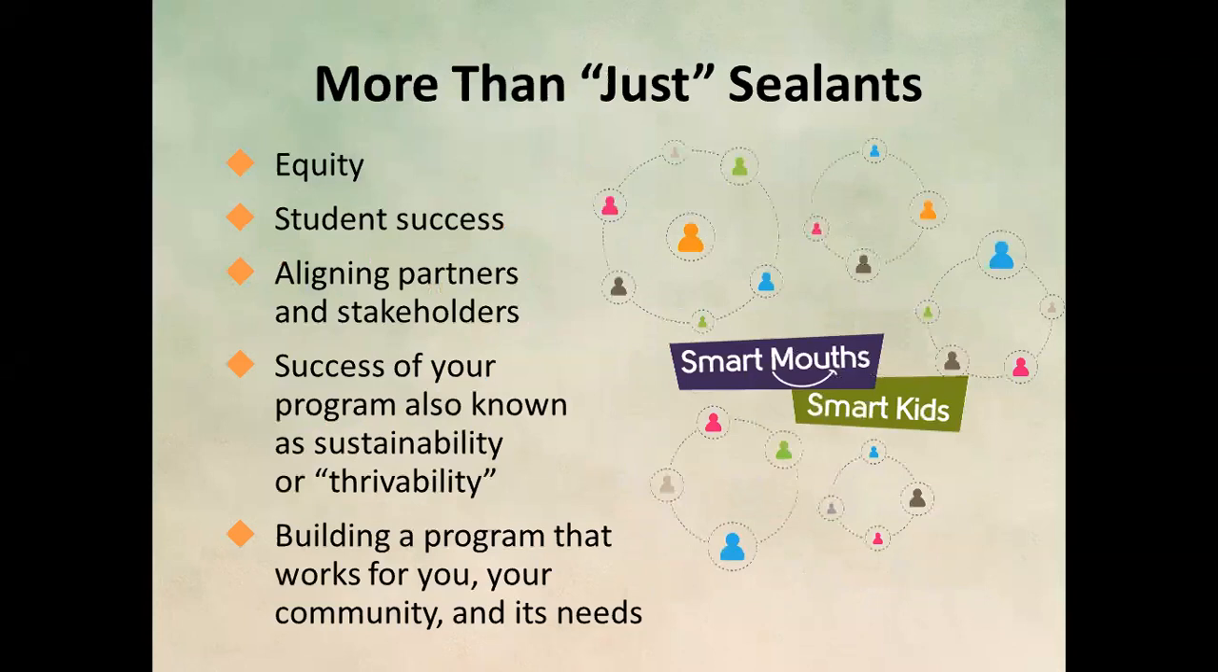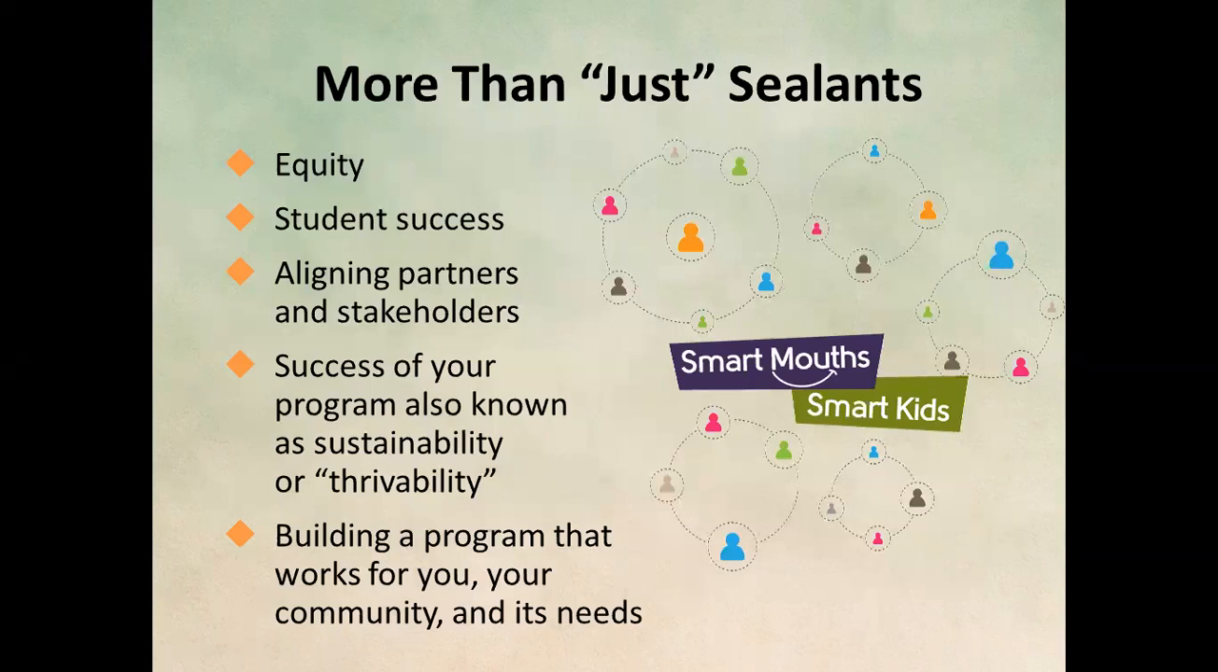Again, it's more than just sealants. Equity is at the center of everything that we do, knowing that we have great disparities in the state of Colorado, and I think that is reflected in other states also. We want to have programs that are integrated with behavioral health and primary care in order to assure student success. We want to align all of the partners and stakeholders that may be in a community or throughout the state to provide quality care. And then we want to have a program that will be sustainable, or as we're saying now, thrivable, that will grow, that will be dynamic, and that will contribute to the ongoing health care of the children in the programs.